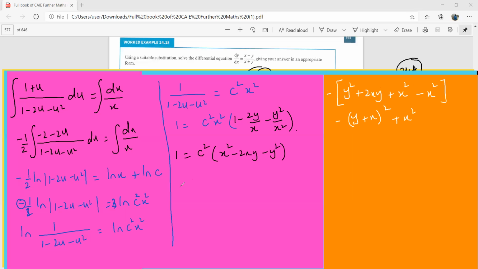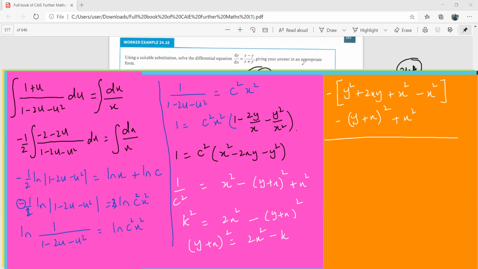So 1 over c square is going to be x square minus (y plus x) whole square, and then plus x square. We can change this 1 over c square with k square or a square, whatever, it is still a constant. So I'll be writing this as k square. So this is 2x square minus (y plus x) square. So this (y plus x) whole square is going to be 2x square minus k.